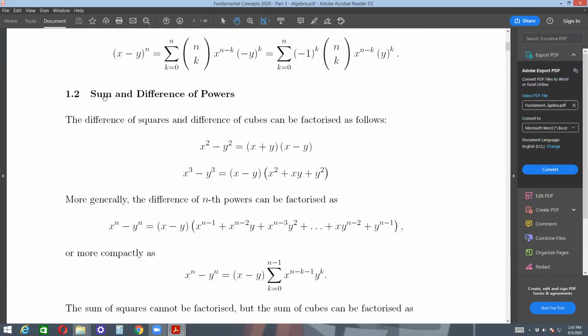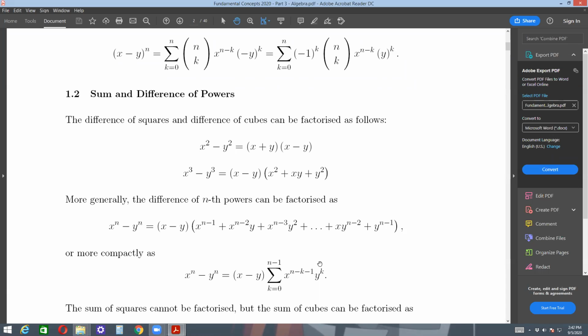So now we have sum and difference of powers, which is slightly different. So now we have, for example, difference of squares, difference of cubes. You can have difference of nth powers, right? And then you can factorize that like this, actually. You can think of this as (x − y)(x + y), (x − y) times this, and then so on. As long as you have x^n − y^n, you can always factorize that as (x − y) times something, right?